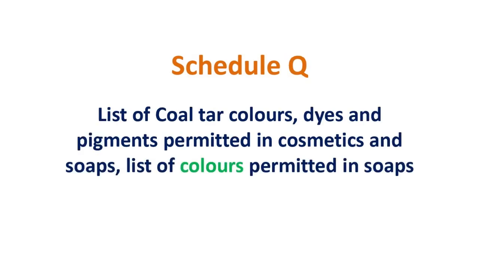Schedule Q. You remember it? Q for coal tar colors. It consists of list of coal tar colors, dyes and pigments permitted in cosmetics and soaps, and list of colors permitted in soaps mainly refers to Schedule Q.